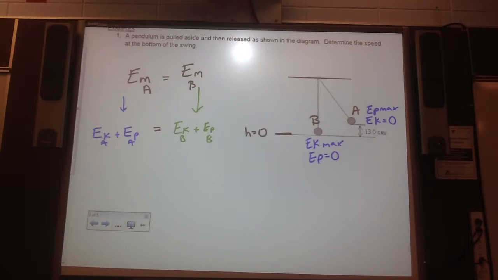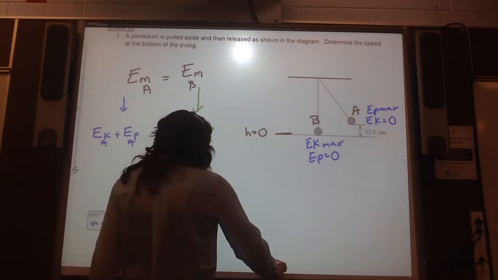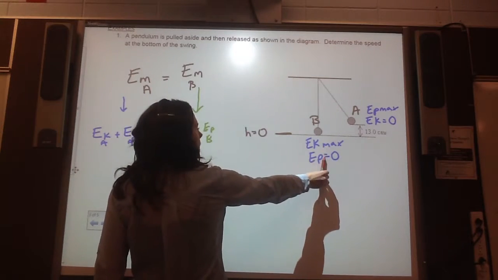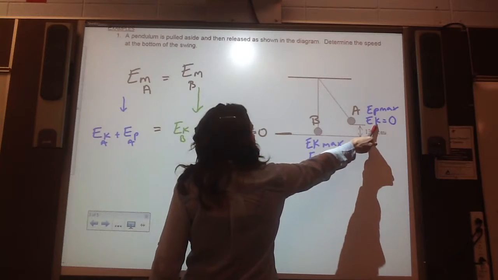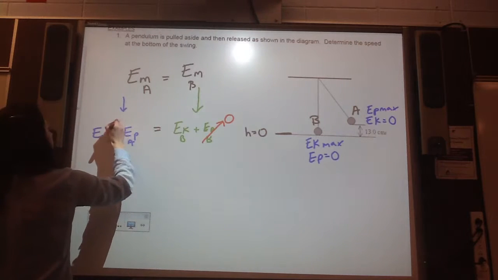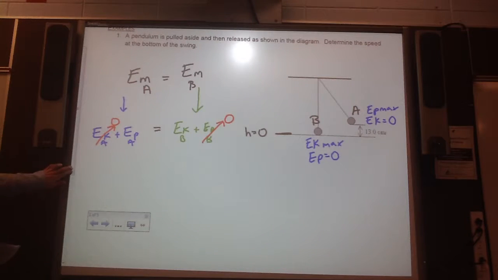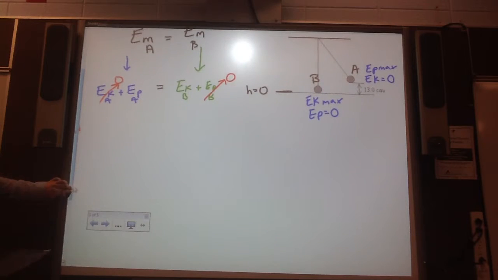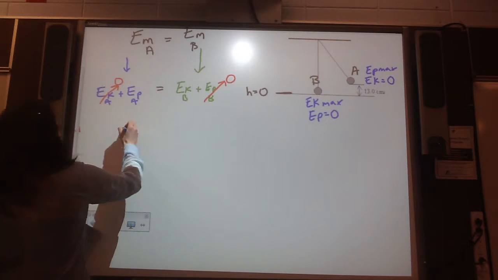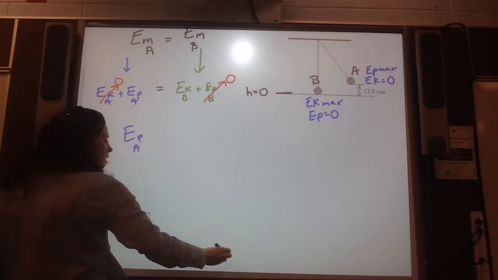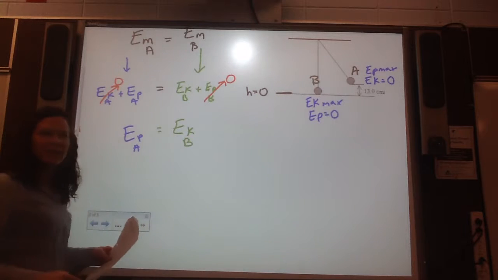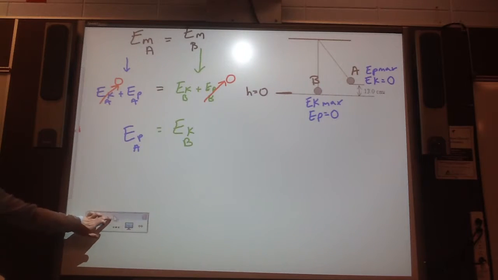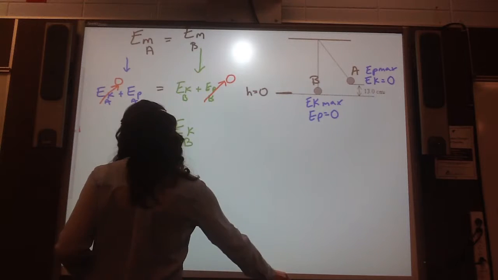Now we can make life simpler and cross off things that we've already set to 0 so that they're not in our way anymore. So here we said EP at B is 0. And we said EK at A is 0. So now we can summarize and say EP at A is equal to EK at B. It's like we're doing the alphabet. It's like I keep saying letters.